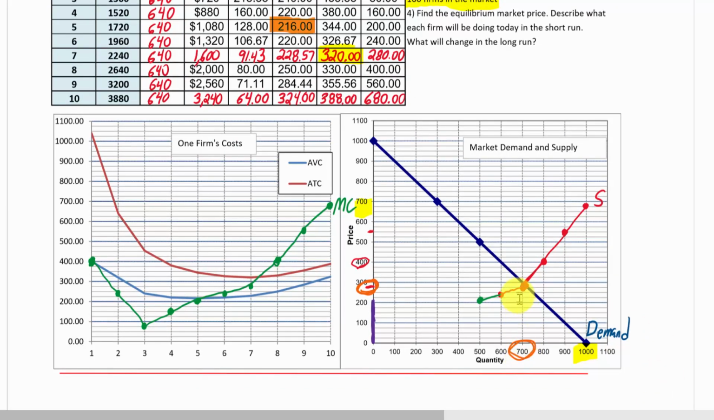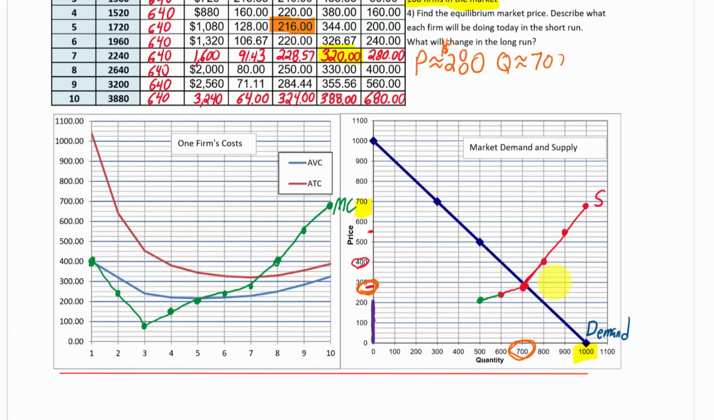What was that point we plotted here? 700 units, or 7 units per firm, $280. So from what I can see in this graph, that would be my guess: that the market price is around $280. We're not trying to be exact, but we're not trying to be sloppy here either. And the market quantity looks like it's around 700 units. So again, these are approximate answers.